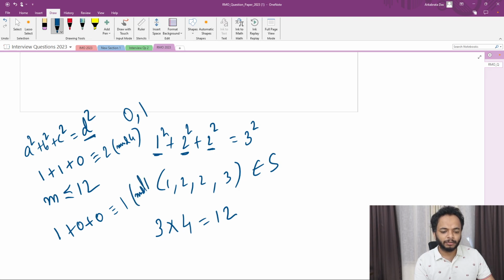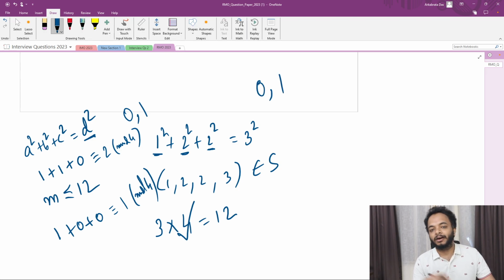So modulo 4, we proved that 2 of them will be even. So the product is divisible by 4. I'm done with 4. Now coming to 3. Again under modulo 3, if I divide any perfect square by 3, the remainders are either 0 or 1. Now again let's look at the combinations, as simple as that.